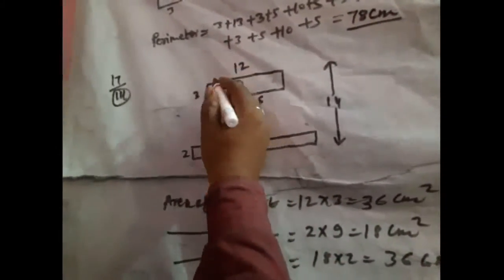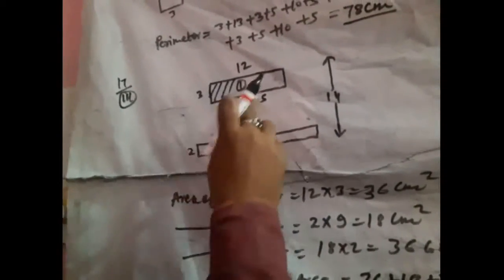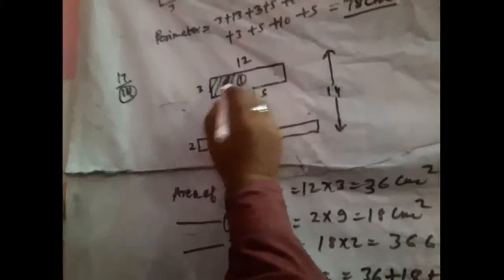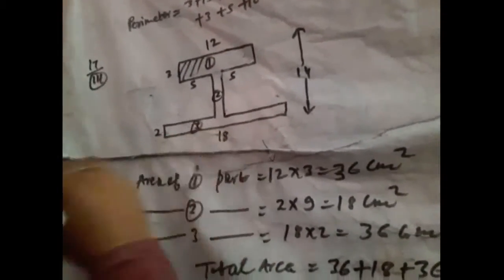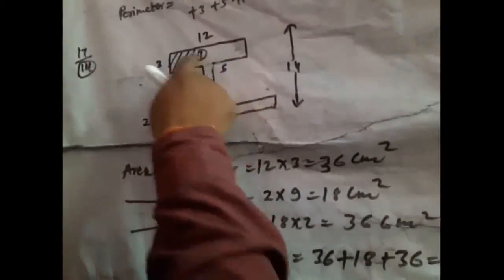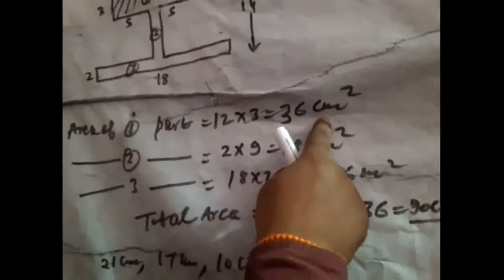Now come to the 17 third part. This is our figure and you have to find the area of this shaded part. This is the first part, this is the second part and this is the third part. So area of first part, 12 into 3, length 12, breadth 3. So 12 times 3 is 36 centimeters square.